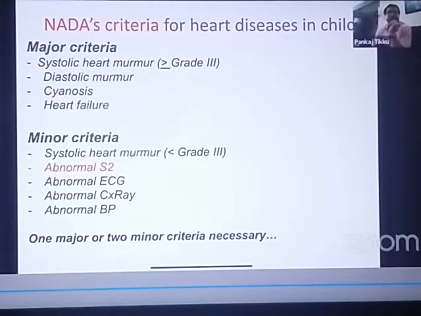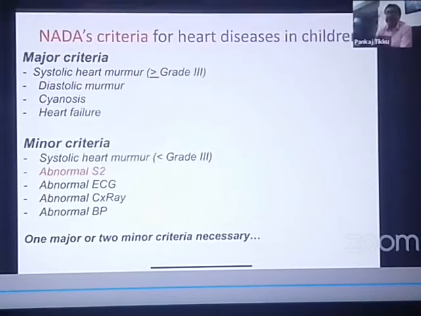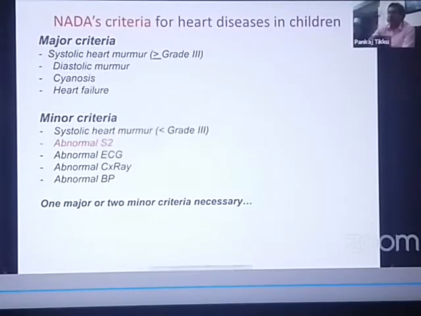Which are the major criteria? A systolic heart murmur of more than grade 3. Before I come to this, you should know that there are 2 heart sounds. The first heart sound, also known as S1, and the second heart sound, S2.